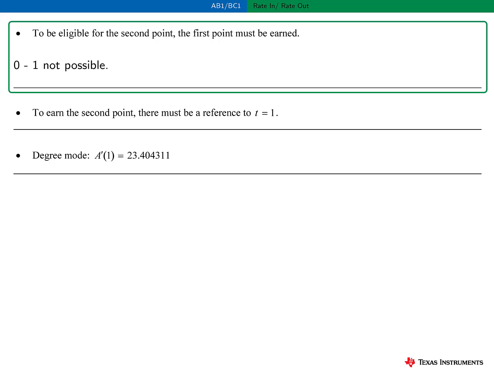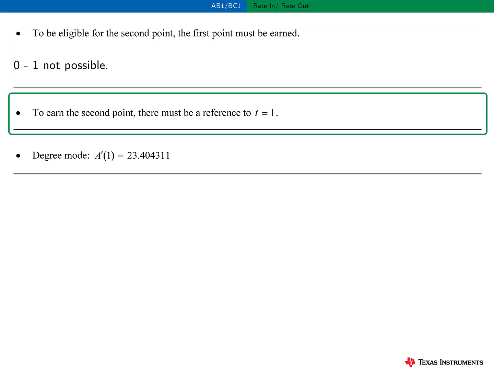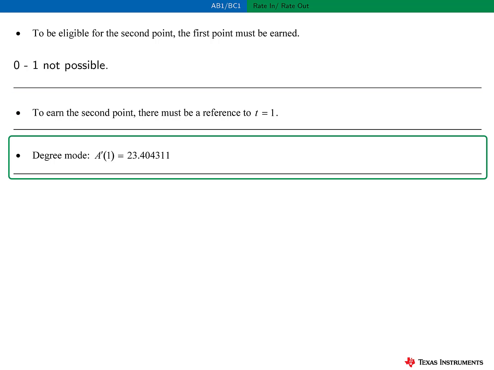To be eligible for the second point, the first point must be earned. And this makes sense. If the response has not considered A prime of 1, then the answer and reason cannot follow. So a score of 0-1 in Part C is not possible. To earn the second point, there must be an explicit reference to t equal 1. And here is the answer if the student is in degree mode. Again, we will treat this fairly and consistently.